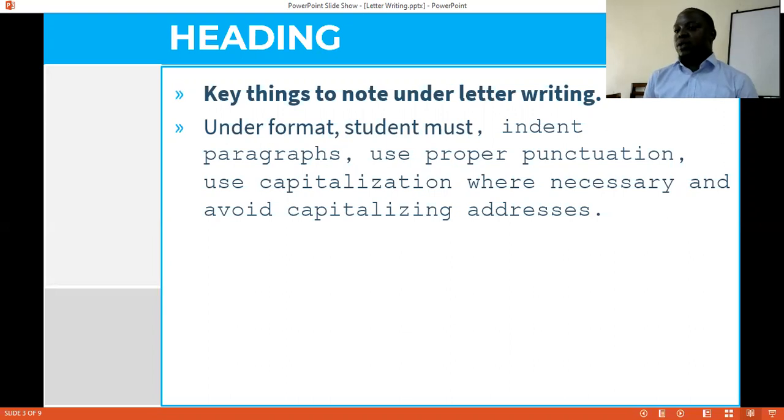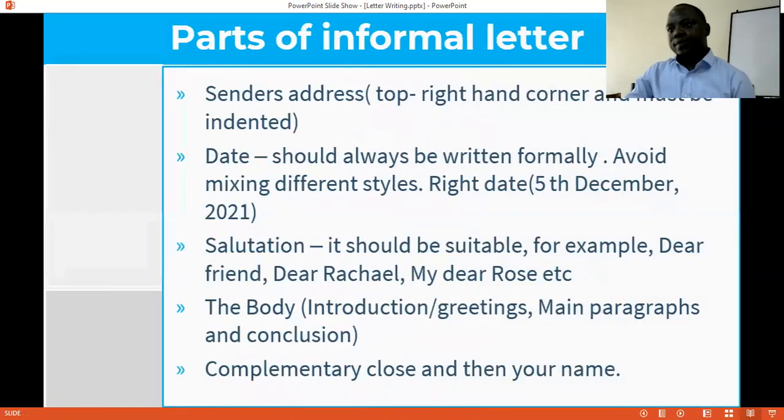The other thing we must note and take very key is proper punctuation. We have looked at different punctuation marks in primary. All those must be applied correctly. The use of capitalization or capital letters where necessary, because most times people ask, should the address be written in capital letters? Should we write it in lower letters? Today we shall be able to decipher all those unknowns here. We shall make them known.